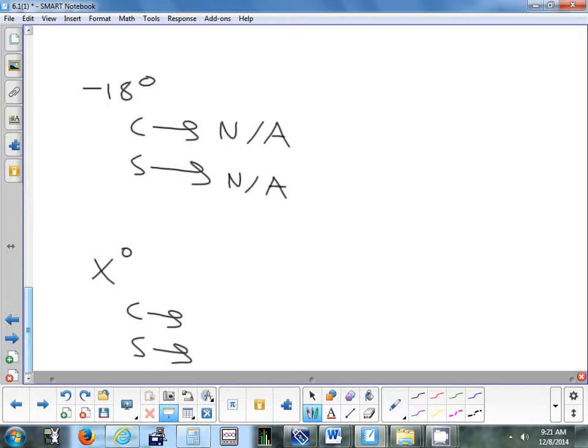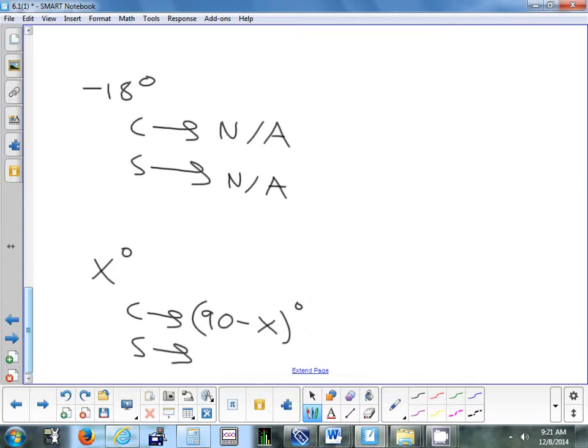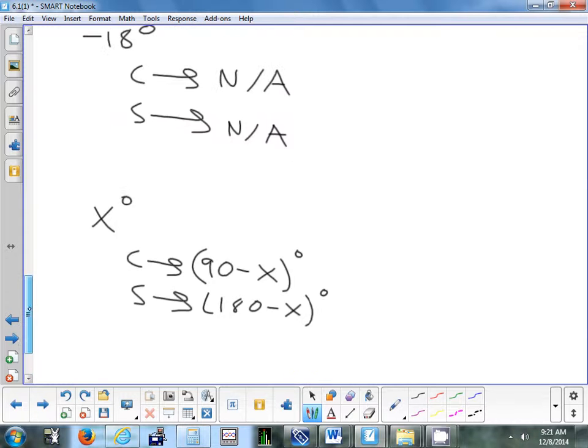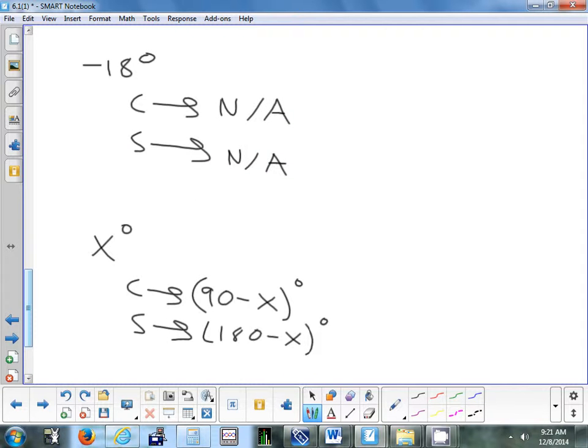Right, and how about x? Okay, assume here x is a positive number. If it was a negative, obviously the answer would be none. What's the complement to an angle that's x degrees? 90 minus x. Okay, good. 90 minus x degrees. And the supplement? 180 minus x degrees. Okay, so any questions on complements or supplements?